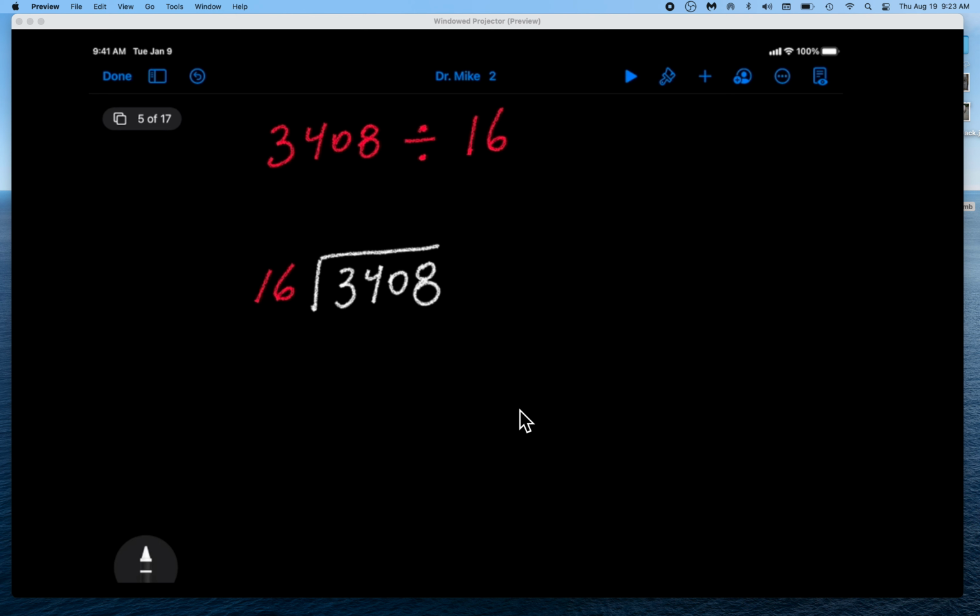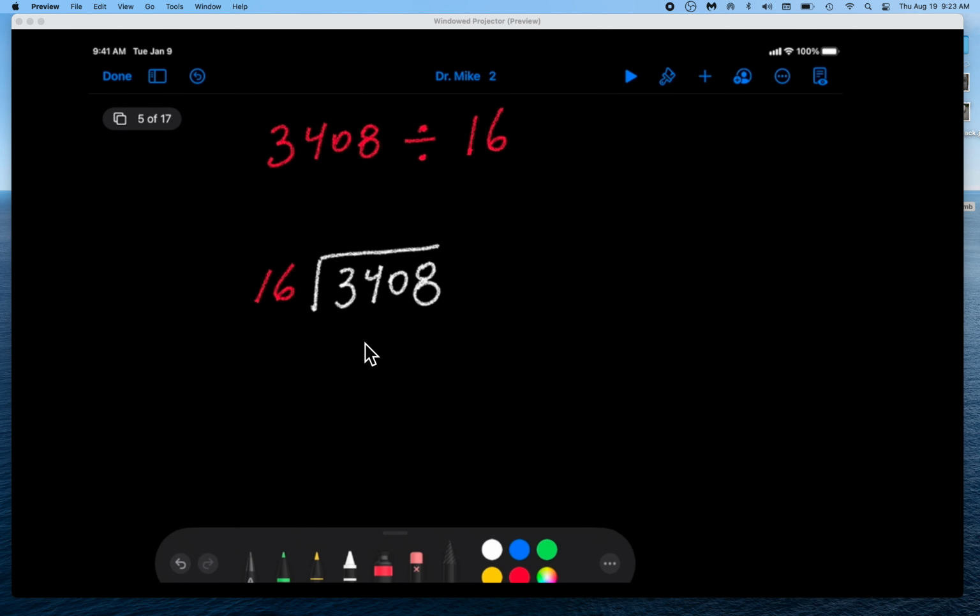So how do we do this? Well, we ask ourselves, how many times does 16 go into 3? We can't do it. How many times does 16 go into 34? I happen to know it's 2, but it may be harder than that. It may be something like, how many times does 16 go into 79? We don't know things like that off the top of our head. So this is what you do. You build a table.